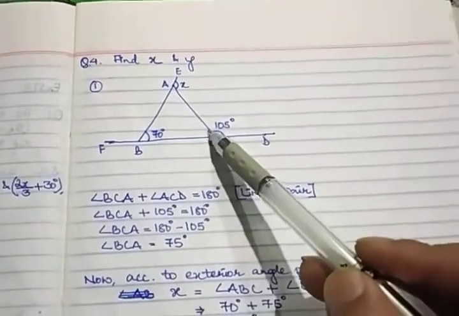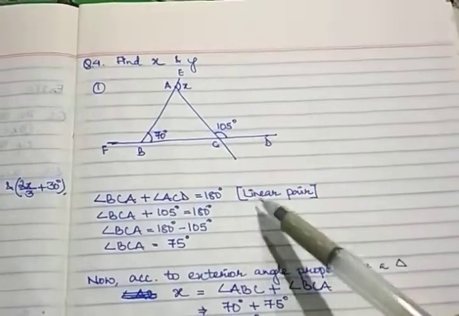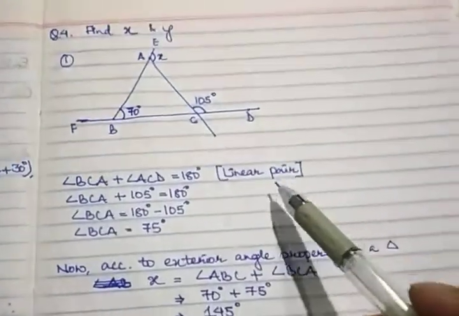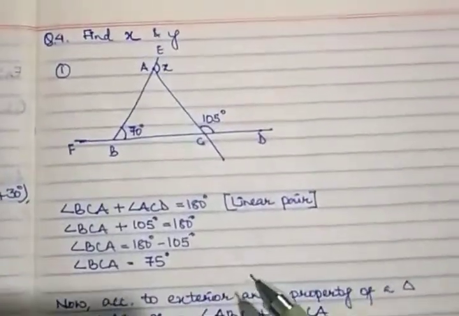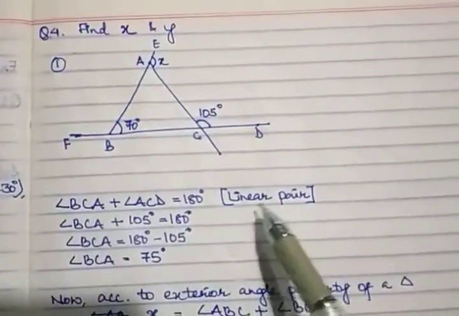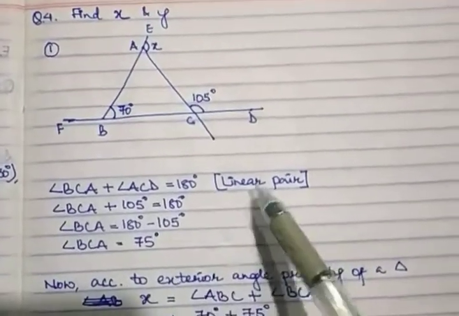Angle BCA, that is this angle, plus angle ACD, that is this angle, is equal to 180 degrees. The reason is linear pair. And in the geometry section, remember that writing the reason is also very important. Okay, so that is what I have written: linear pair.